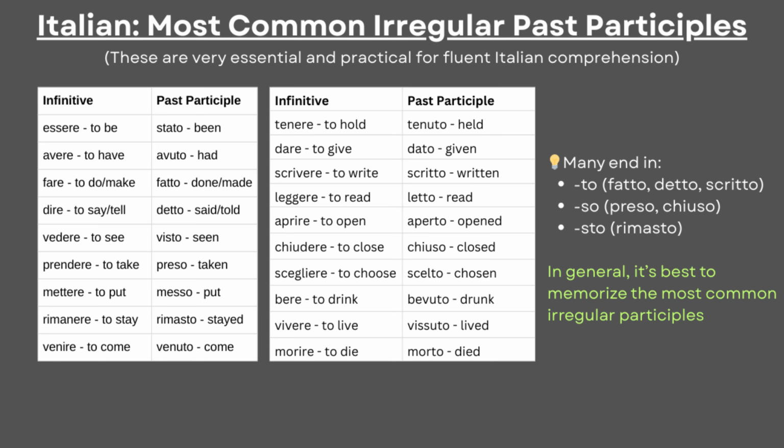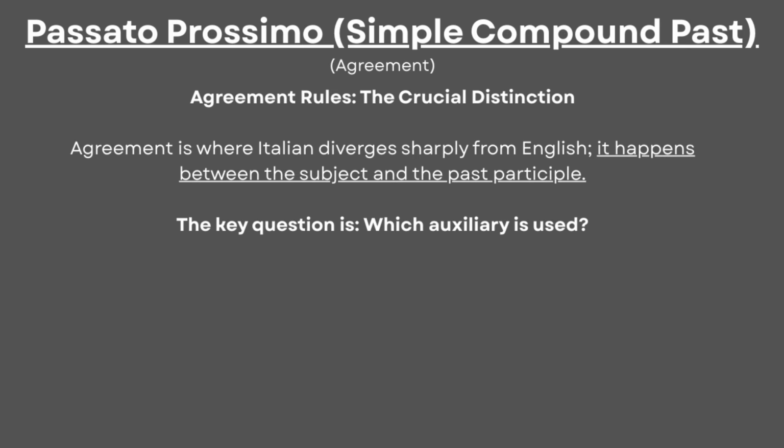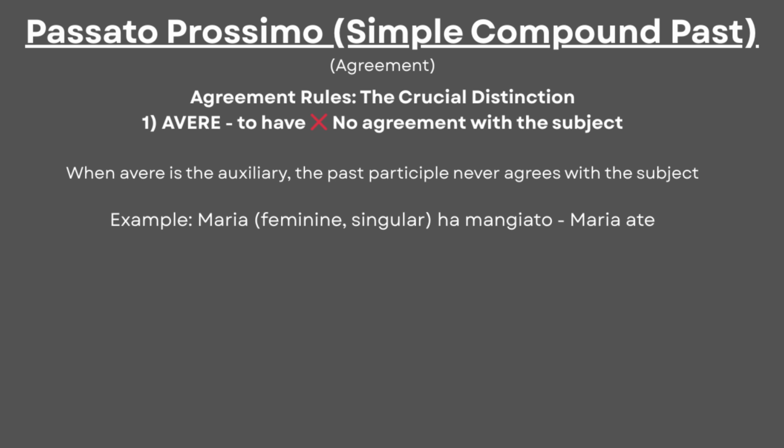After seeing many irregular participles, we now have to understand participle agreement, and this is where Italian highly deviates from English, which can be a difficult concept. An agreement happens between the subject and the past participle, but the key question is which auxiliary verb is affected. Generally, avere is not affected by this rule, so when it's the auxiliary, the past participle never agrees with the subject, like in this example. Maria ha mangiato. Maria is a feminine singular subject, but the participle mangiato remains unchanged.